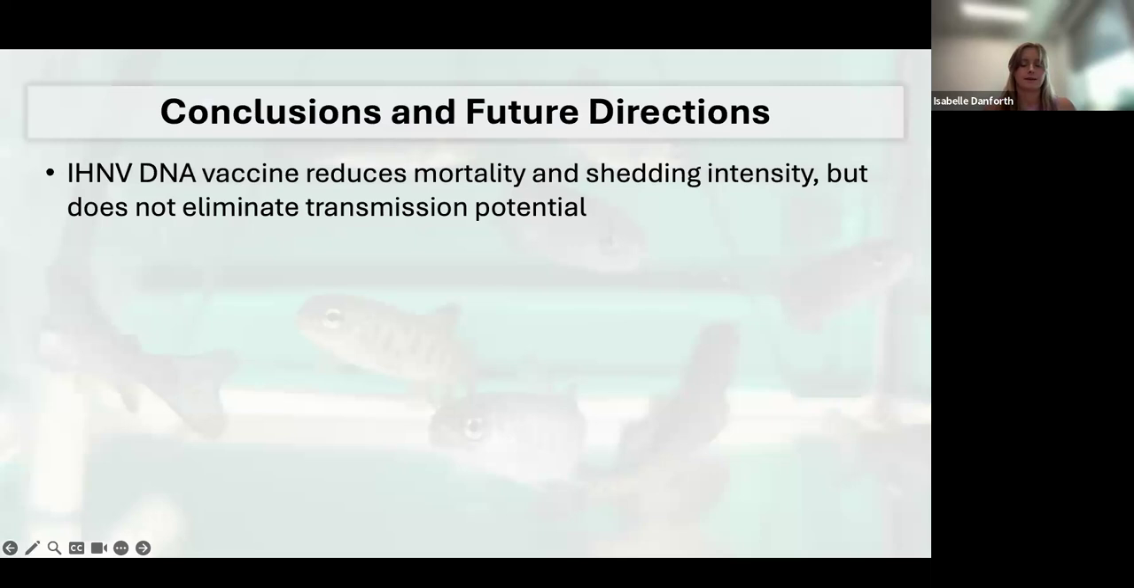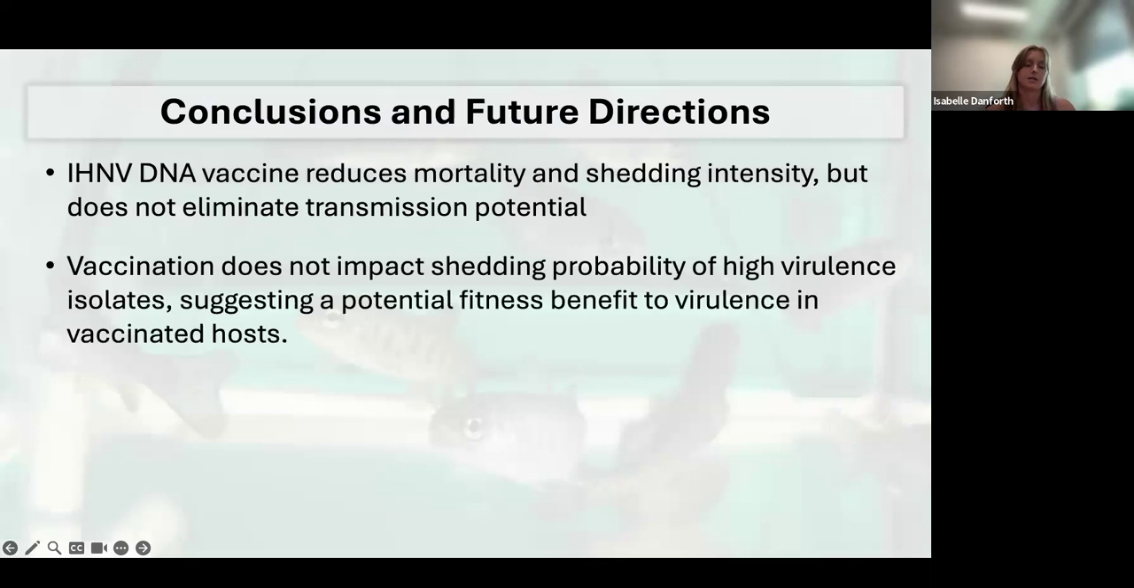So to conclude, I think that we confirm some of the previous results that the IHNV DNA vaccine reduces mortality and also shedding intensity, but it does not eliminate transmission potential. We also found that vaccination does not impact shedding probability for high virulence isolates, suggesting a potential fitness benefit to virulence in these vaccinated hosts.